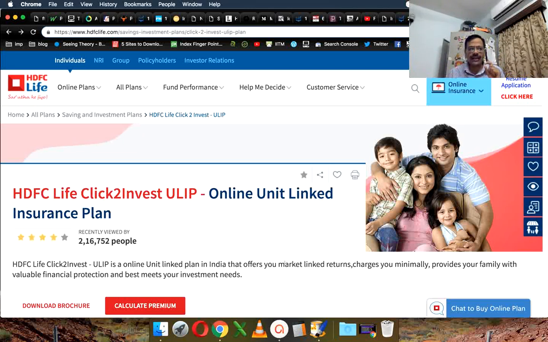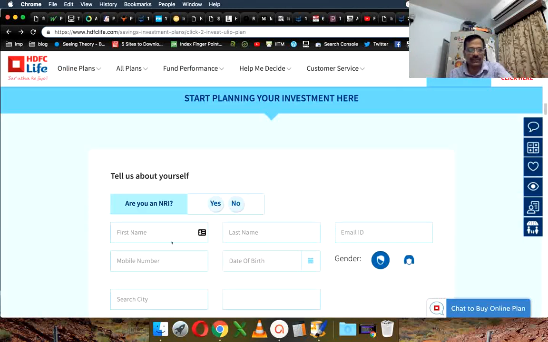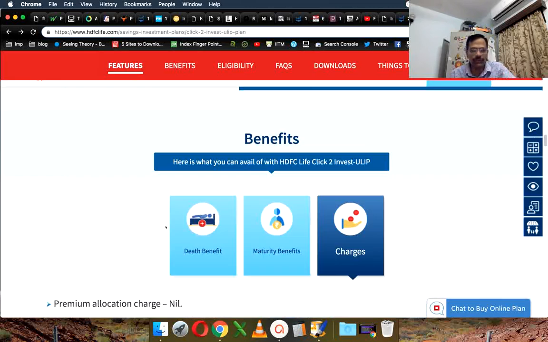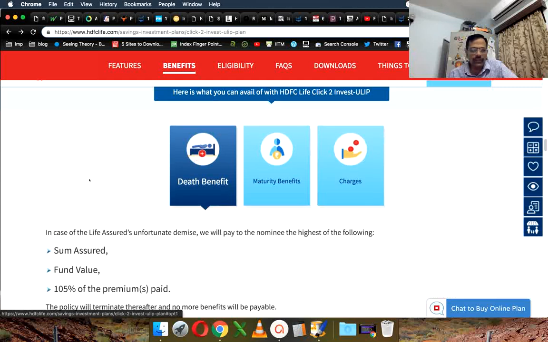The key to understanding how a ULIP works is to understand what is unit linked and how does it work. So we'll go straight down. We'll take this example of the HDFC Life Click to Invest ULIP, and we'll scroll down and look at the benefits of the ULIP. So first, let's look at the death benefit.